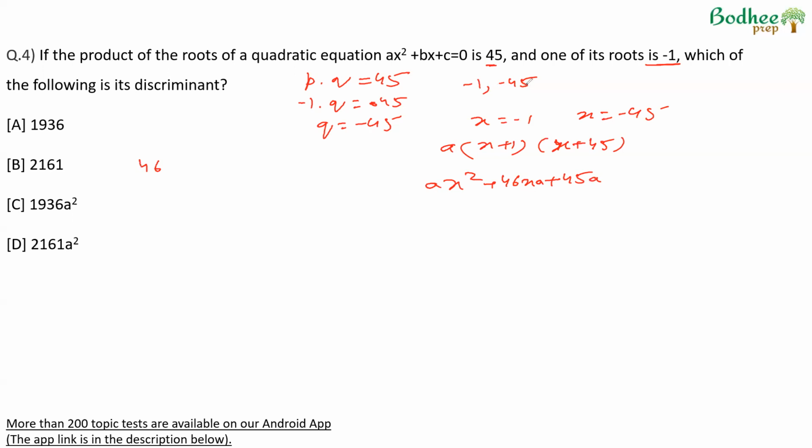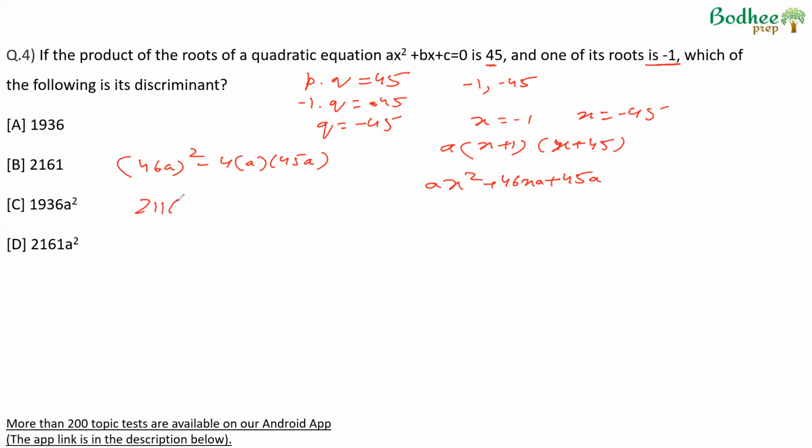One of the roots is minus 1, the other is minus 45. So this becomes the expression that we have, and therefore the discriminant will be b square, 46a whole square, minus 4 into a into 45. 46 square will be 45 square into 45 plus 46. 45 square is 2025. 2025 plus 45 is 2070, plus 46 is 2116.